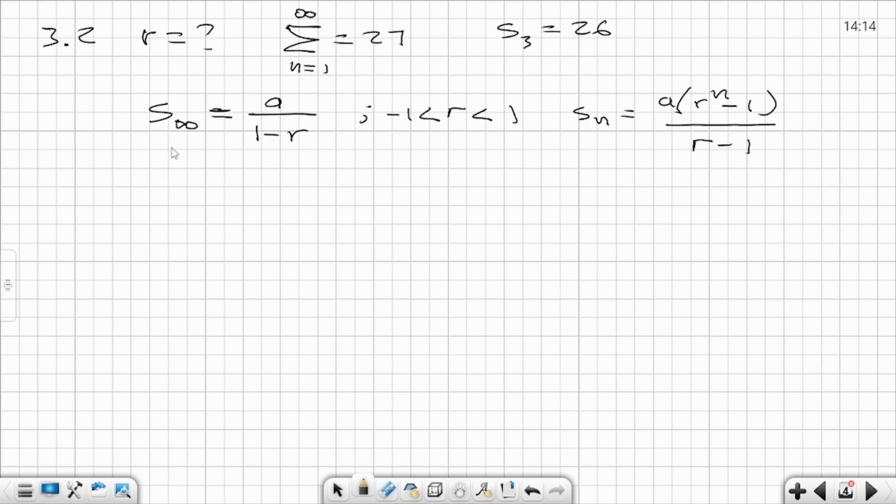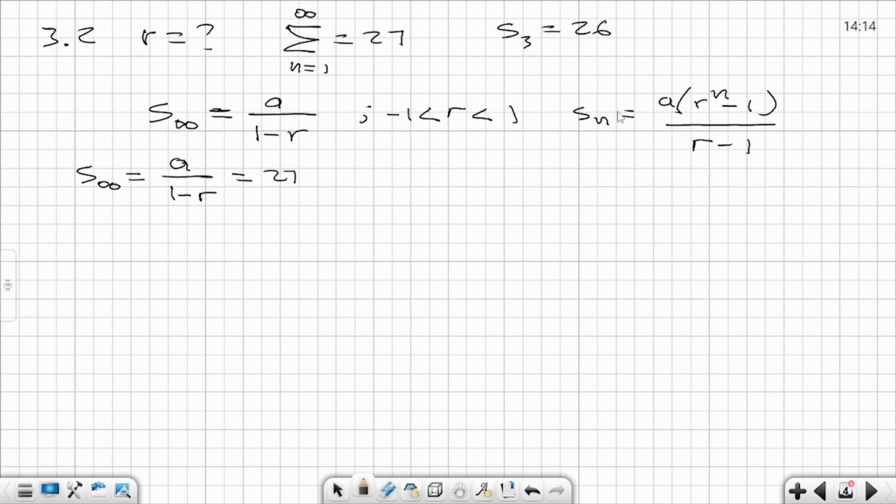Now, you can see this S with the symbol infinity there. So the sum to infinity is equal to A over 1 minus R, which is equal to 27 according to this information here, because we are taking the sum from 1 to infinity, and the sum to infinity with this formula must be equal to 27.